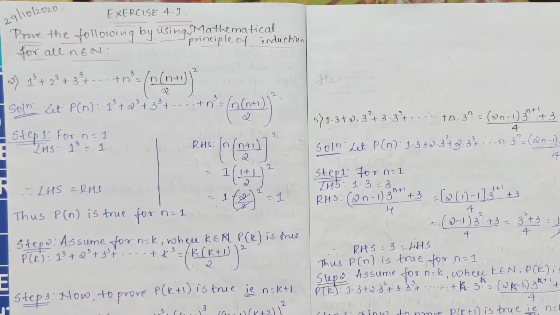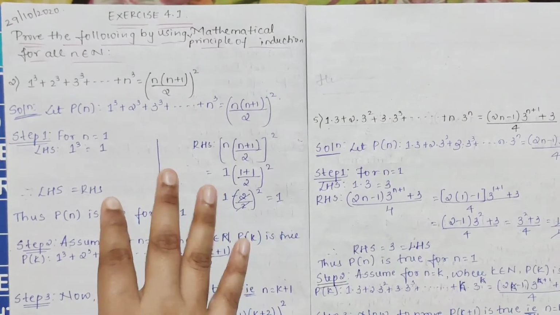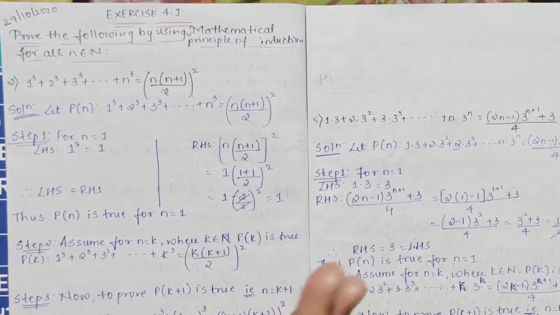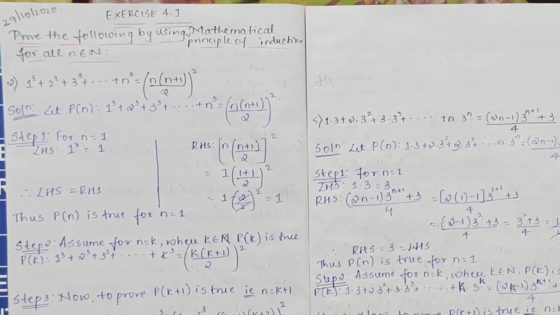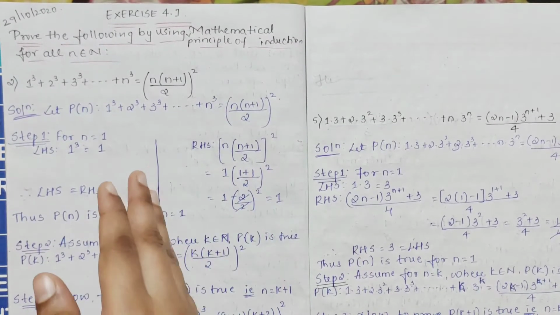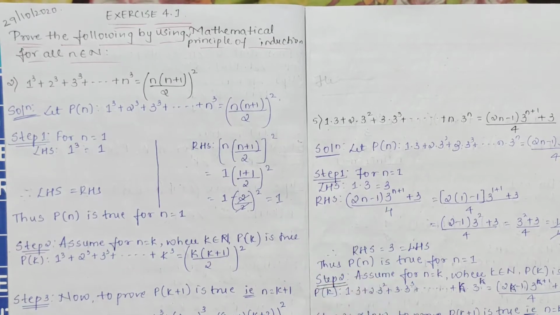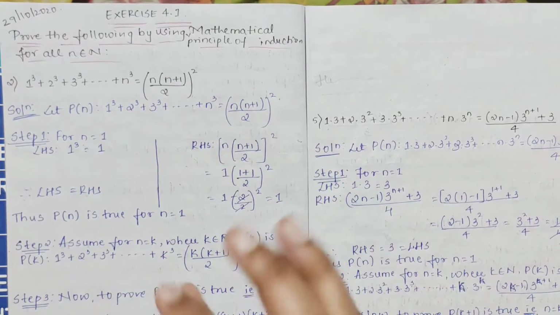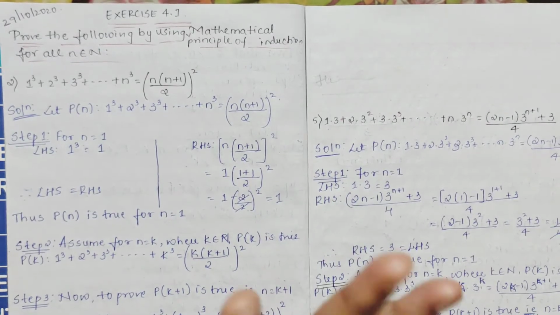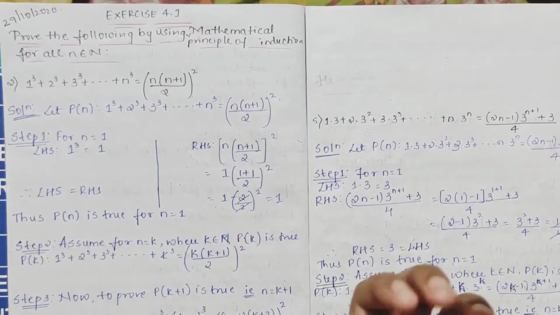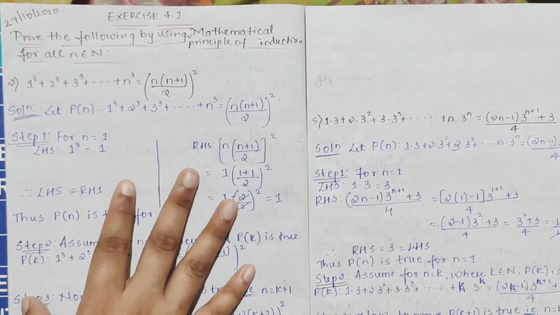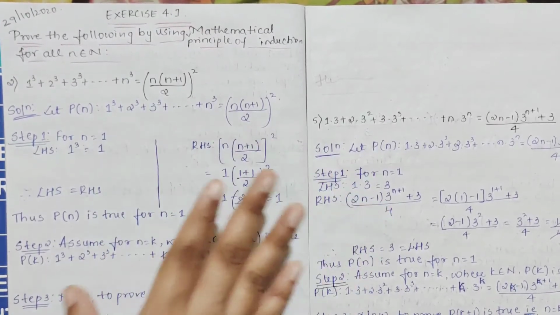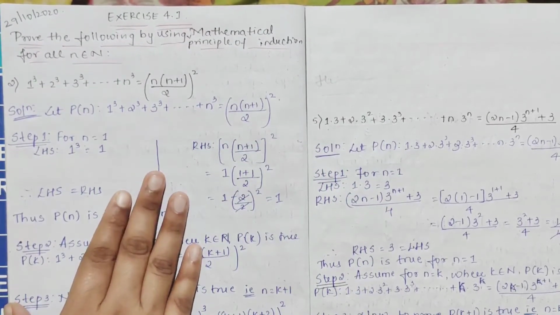So today's class we will do our exercise part, that is exercise 4.1. In the previous class I explained what PMI is, that is principle of mathematical induction, the procedure. It's very easy, you just have to do the steps, that's it, you know it very well. We have even done a few examples. So now we'll head straight to our exercise part without wasting any time.